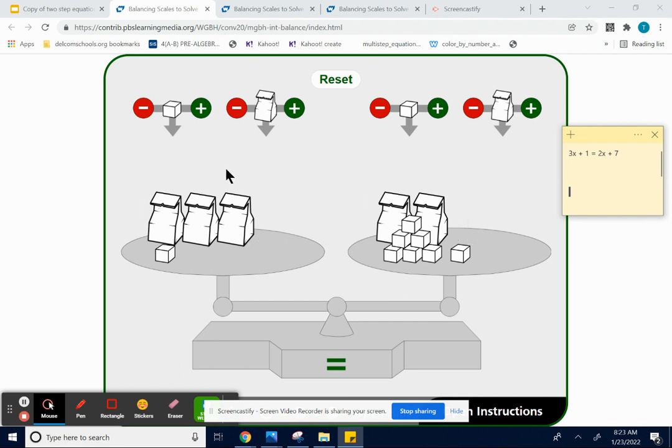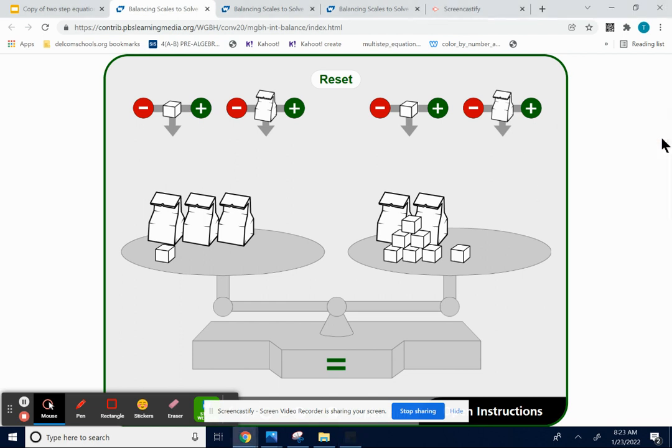So I'm going to call these x's. Over here on my post-it, think of this as 3 x's plus 1. These are just regular numbers, the cubes. It balances with 2 x's plus 7. So you're going to see on your paper or on your slide something that looks like this: 3x plus 1 equals 2x plus 7.